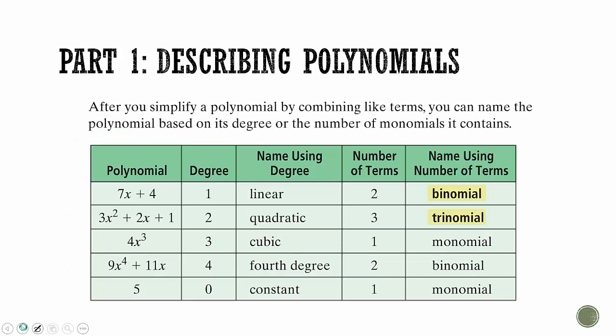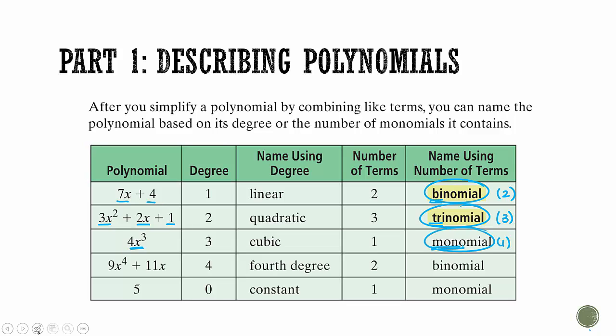So after you simplify a polynomial by combining like terms, you can name it based on its degree or the number of monomials it contains. So let's talk about the number first. So you're going to see words like bi and tri and mono. Bi means 2, tri means 3, and mono means 1. So when we take a look at this polynomial over here, 7x plus 4 has 2 terms, so we call it a binomial. Where this 3x squared plus 2x plus 1 has 3 terms, so we call it a trinomial. And then 4x cubed is just 1, so it's a monomial.